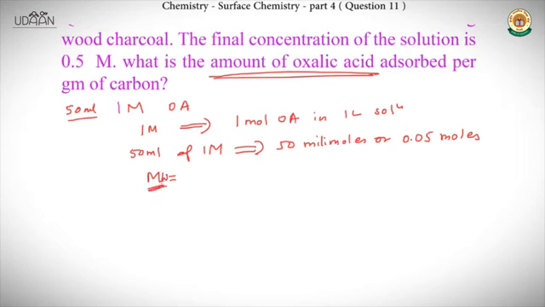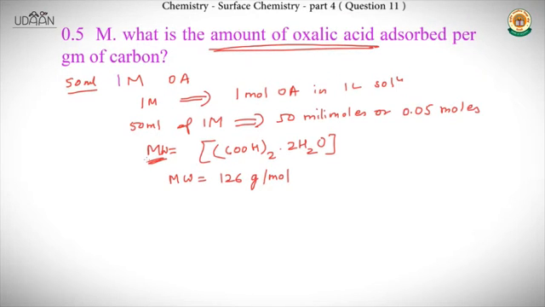So mostly in questions like these, you're not expected to remember the chemical formula of oxalic acid. Either you'll be given the formula, and don't worry, JEE always gives the molecular formula, or you'll be given the molecular weight directly. The molecular weight can be calculated as 126 gram per mole. So I know now that the initial mass of oxalic acid is 0.05 moles into 126 grams per mole, which is 6.3 grams.